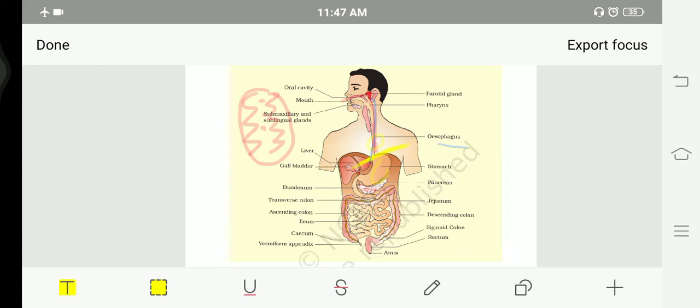Now we move on to exactly how the chemical digestion of carbohydrates, proteins and lipids takes place in the mouth, stomach and intestine. Already in the previous class we saw how the mechanical and chemical digestion takes place in the mouth and in the stomach. Now we are going to study how the biochemical digestion takes place.